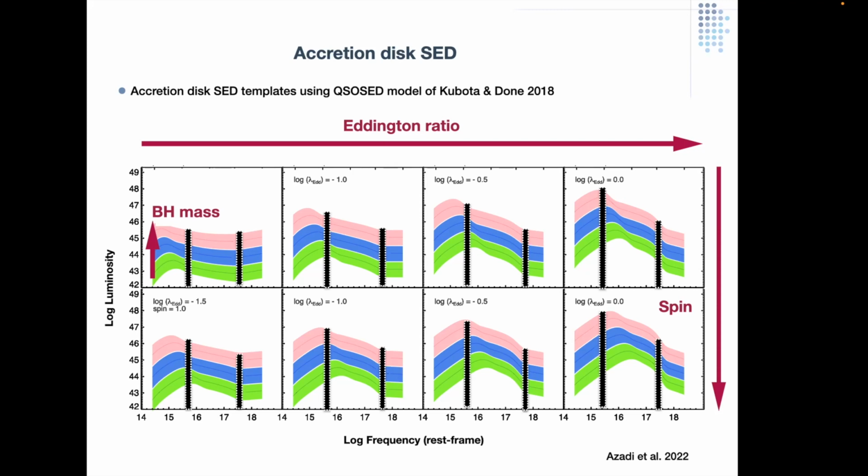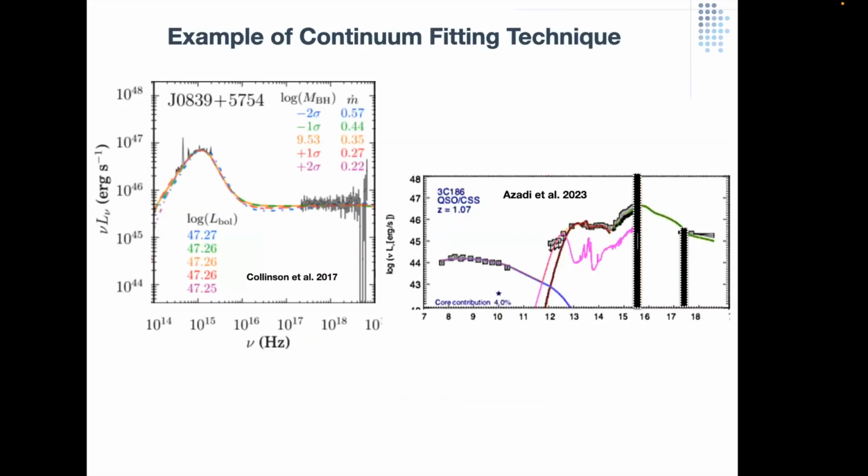The black region here roughly shows the frequency region that Arcus can recover. So Arcus can simultaneously trace the peak of accretion disk emission along with the soft X-ray tail of it, which makes it great for spin measurements in the continuum fitting method.